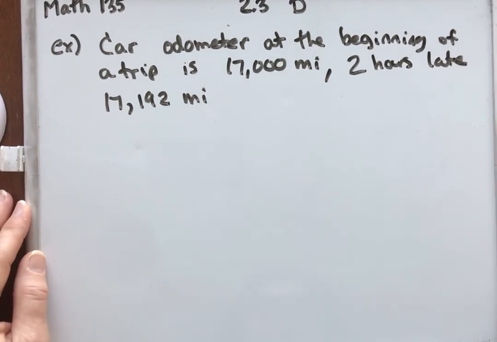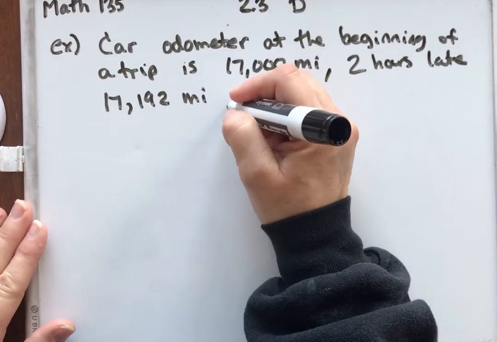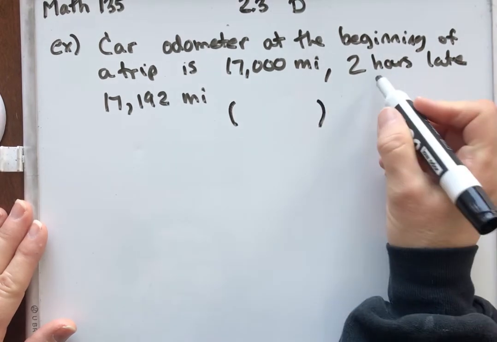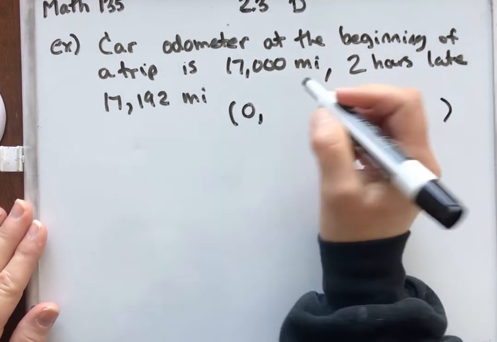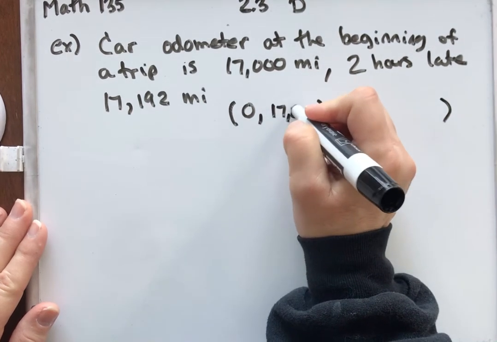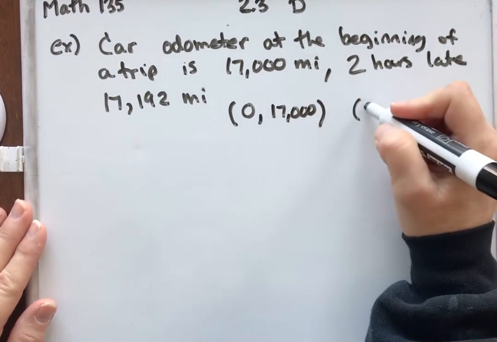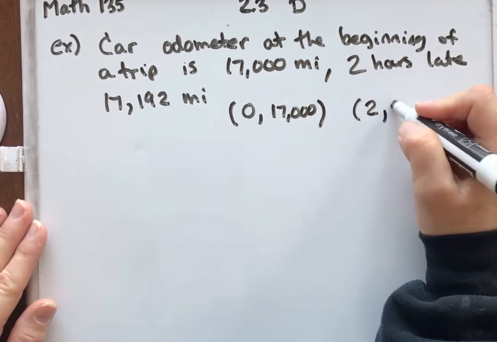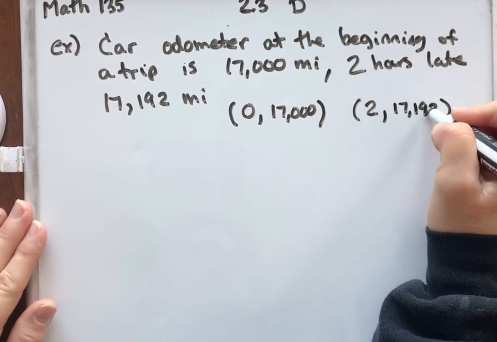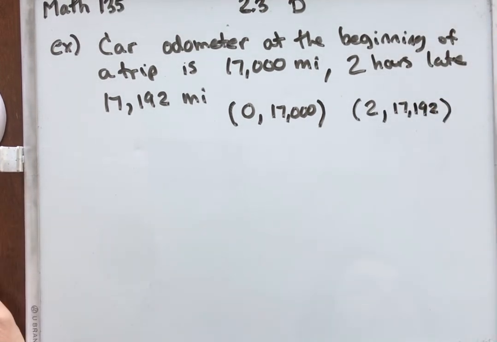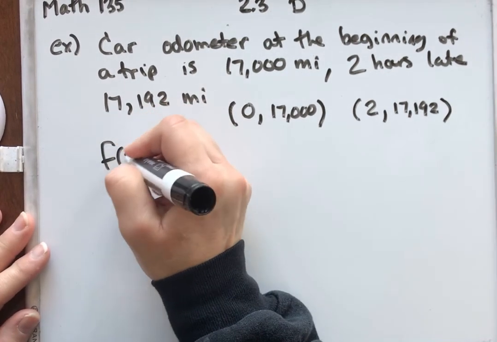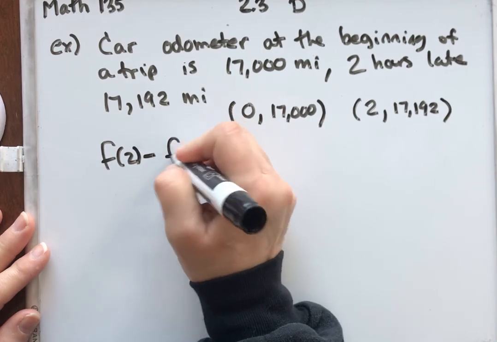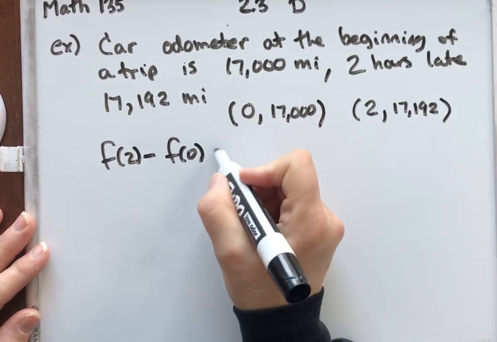All right, let's put this down in points. We know we're talking about time and miles. So when time is 0, the odometer is 17,000 miles. And when the time is 2 hours later, we have 17,192. So what does this represent? f of 2 minus f of 0.